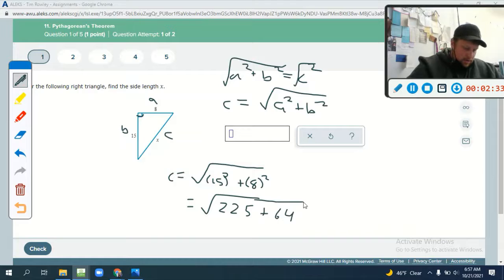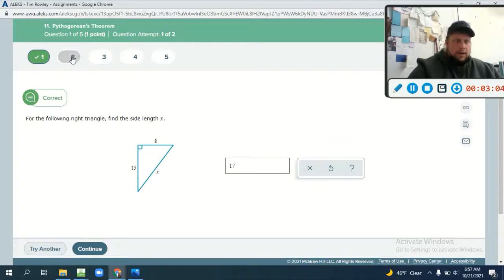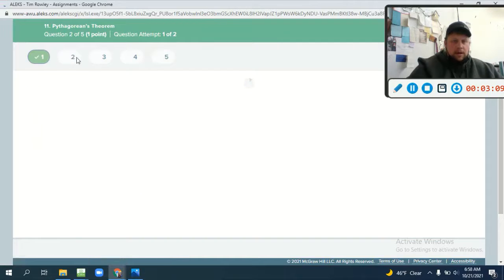And that comes out to be 289, which equals the square root of 289. And what is the square root of 289? I have no idea, so I'm going to use my calculator. 289. Boom. 17. So this becomes 17. So I can type it in. See how we did. Check, check. Boom. We did it. All right. So it's just a simple matter of solving using the Pythagorean theorem.